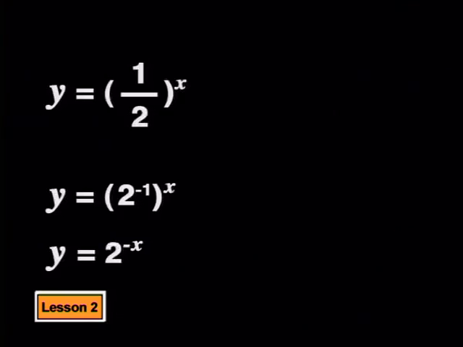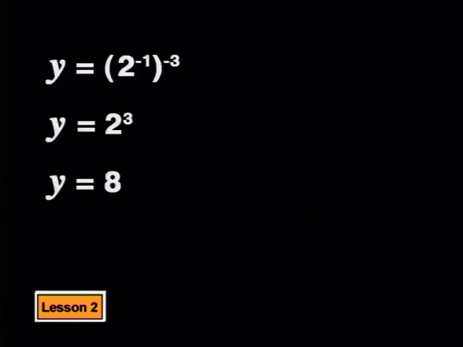So we get y equals 2 to the power of -x. Let's start here with x equal to -3. y will be 2 to the positive 3, that's 8. When x is -2, y will be 2 squared, and that's 4. For x equal to -1, y is just 2. Then 2 to the 0 is always 1.